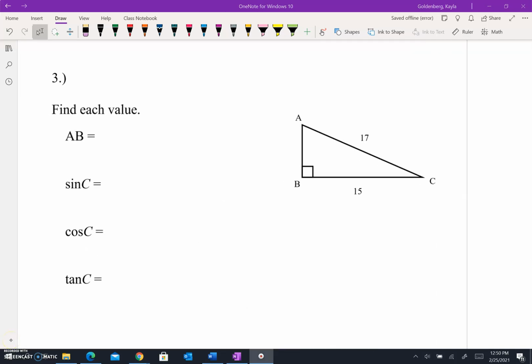This final problem is really similar, except we first need to figure out what side AB is, right? We don't know what that side is. I'm going to call that x for now. And what we're going to do is use the Pythagorean, I'm going to write it all out, theorem. So you can really nicely see that what we started our chapter with, we're going to continue using.